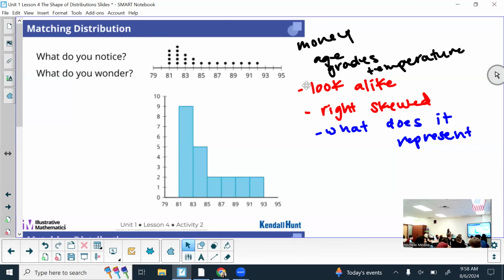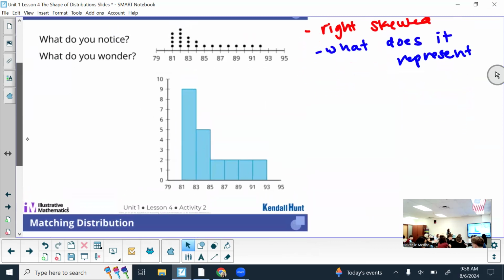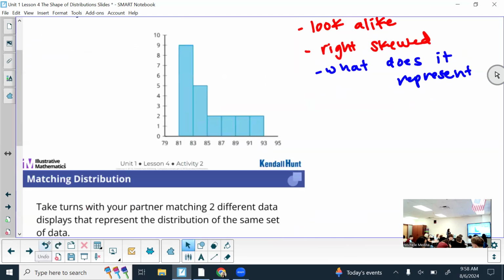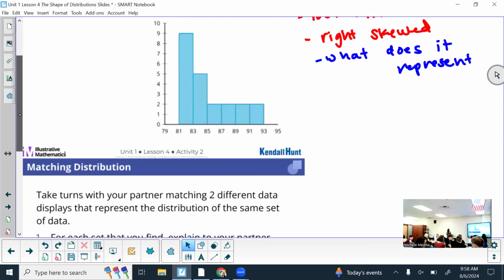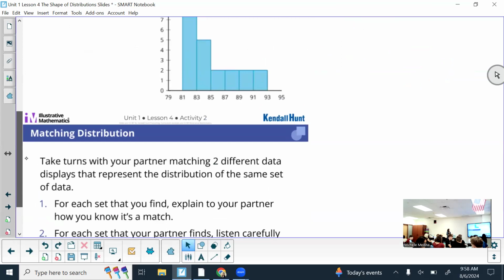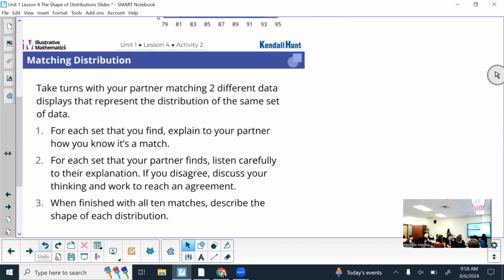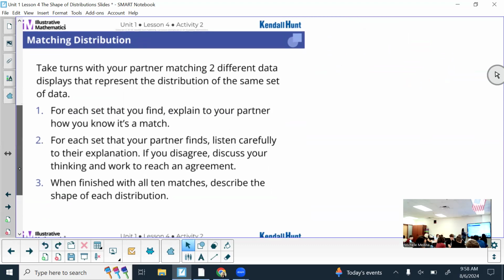But the lookalike is good to notice because these are actually two different representations of the same data. So that leads us to our next activity. You are going to take turns in your groups, matching two different data displays. Like one will be a dot plot, the other will be a histogram. You're going to take turns matching.